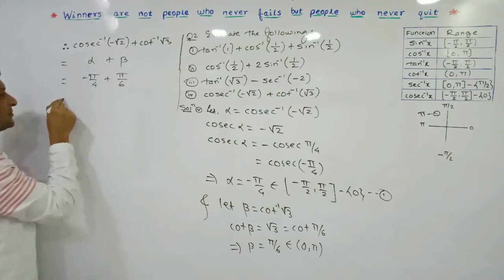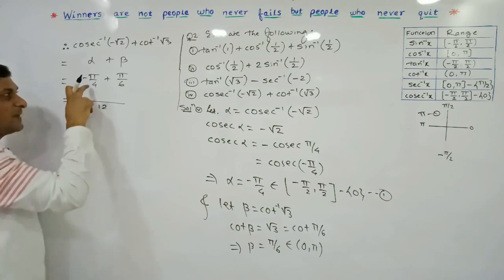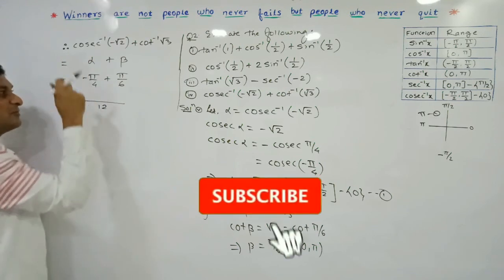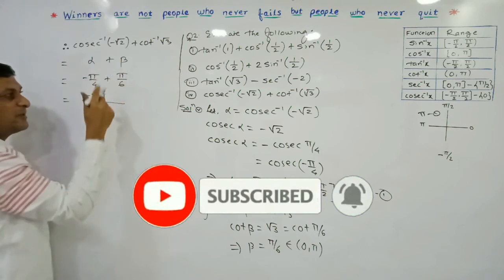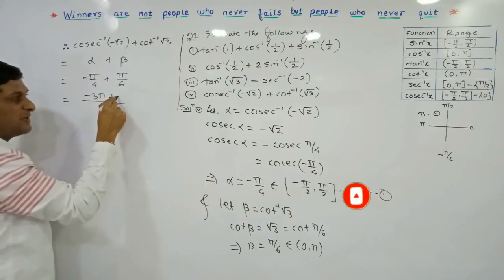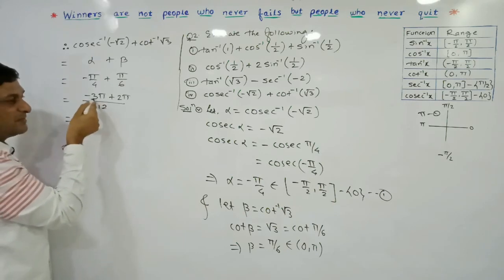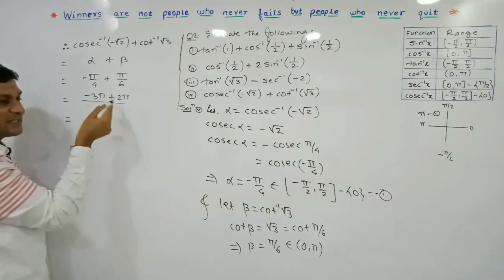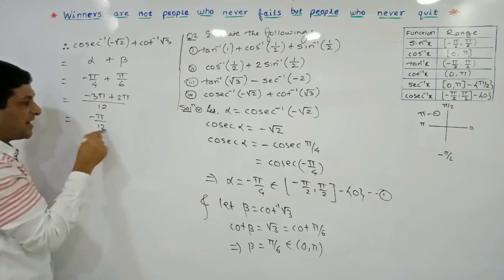Let us simplify it. Check that the LCM of the denominators is 12. To get 12 in the denominator, we have to multiply the numerator by 3. And here, to get 12 in the denominator, multiply numerator and denominator by 2. So which is equal to, now take the addition, minus 3 pi plus 2 pi will be equal to minus pi upon 12.